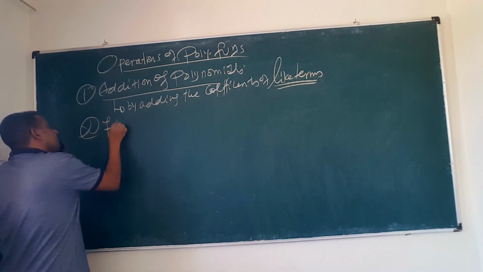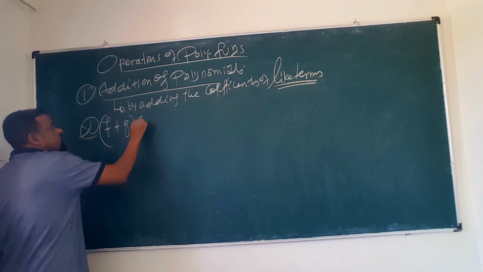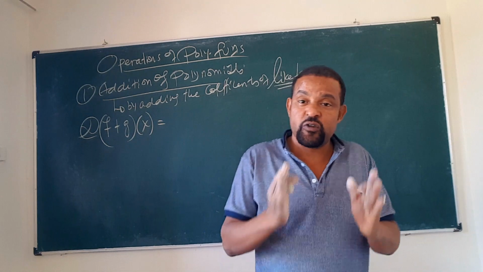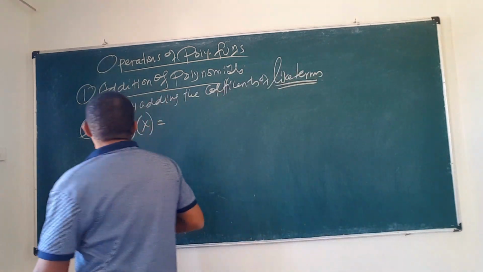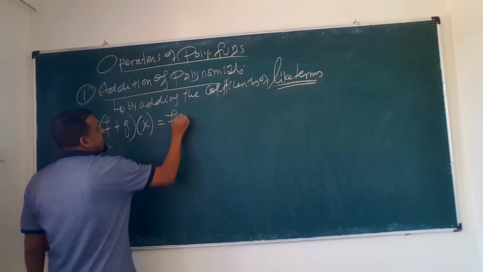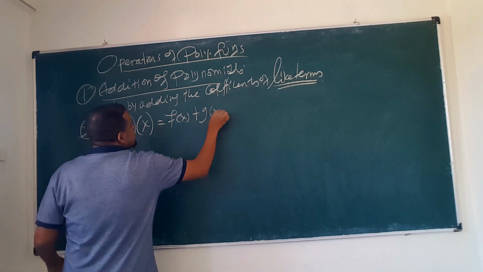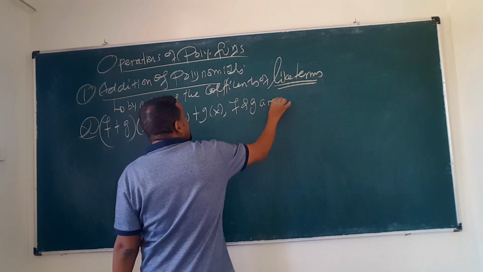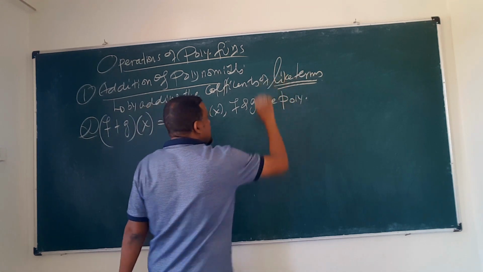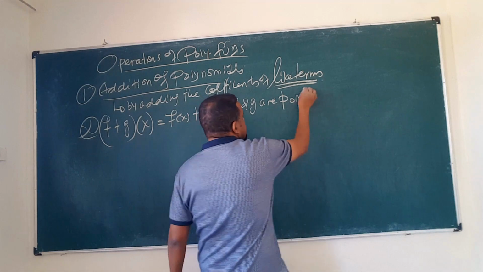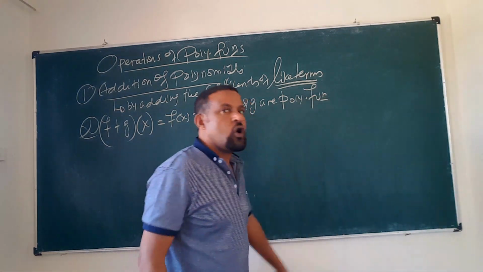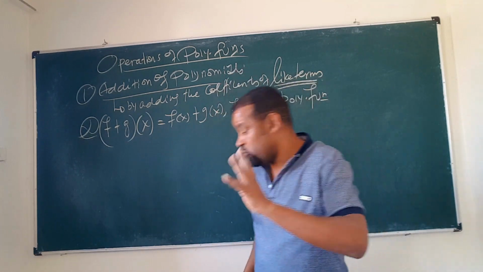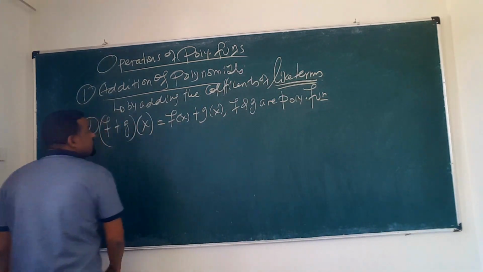for two polynomial functions f and g, f plus g of x is given by f of x plus g of x, where f and g are polynomial functions, of course. So f plus g of x is given by f of x plus g of x. That can be operated by adding the coefficients of the like terms.